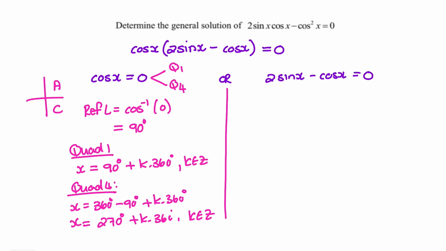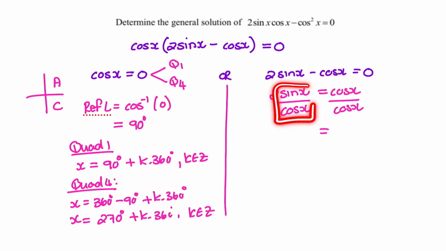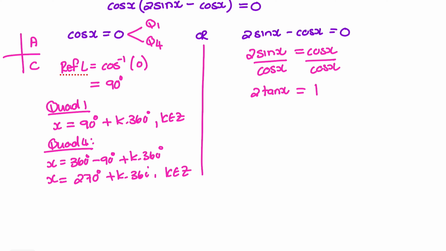Now, let's move on to the second part of our solution. We have 2 sine x minus cos x, and we want to find x. So what I'll do is I say 2 sine x is equal to cos x, so I move over the cos x. Then I'll divide both sides by cos x. This will create sine over cos x, which is equal to tan. So we have 2 tan x is equal to 1, because on the right-hand side, cos divided by cos will become 1. Now, if I simplify further by dividing by 2, I know that tan x is equal to 1/2.